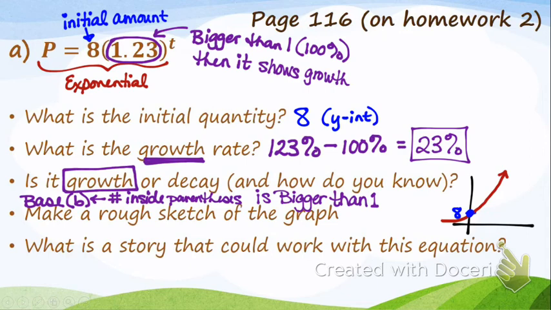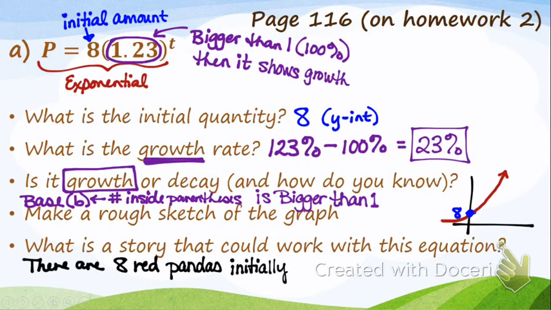Let's try to come up with a story that would work with this. Think of that context that we were just reading. We want some kind of a story that goes along with that. What kind of a situation would start with 8 of something? Maybe it's 8 million, maybe it's 8,000, and it's growing at 23%. 8 red pandas, okay. Sounds good. There are 8 red pandas initially.